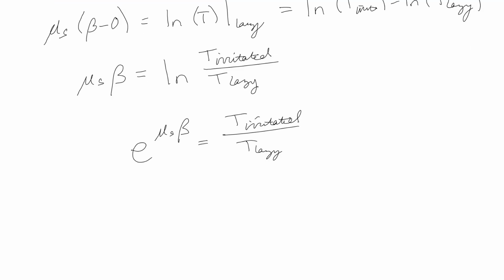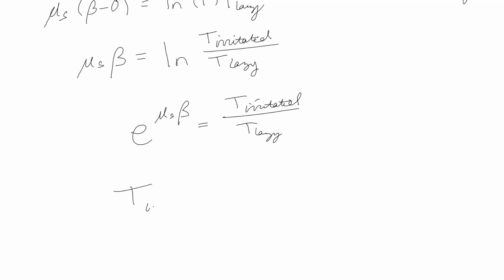So that means that T irritated is equal to T lazy times e to the mu_s beta. And this is neat.